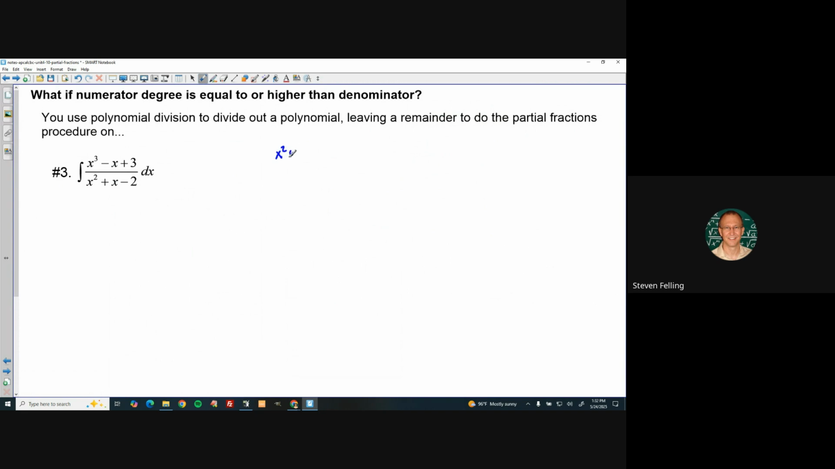X squared plus x minus 2 divides into x cubed. Now there's a missing x squared term, so I'm going to put 0x squared minus x plus 3. And then the way you do this is you say, what would multiply this x squared to produce an x cubed? That would be an x. So in the x column, I'll put an x. We'll multiply everything here and write the result. So that's going to give me x cubed plus x squared minus 2x.